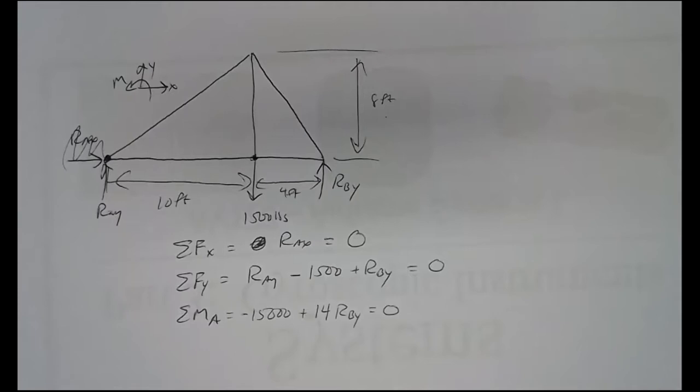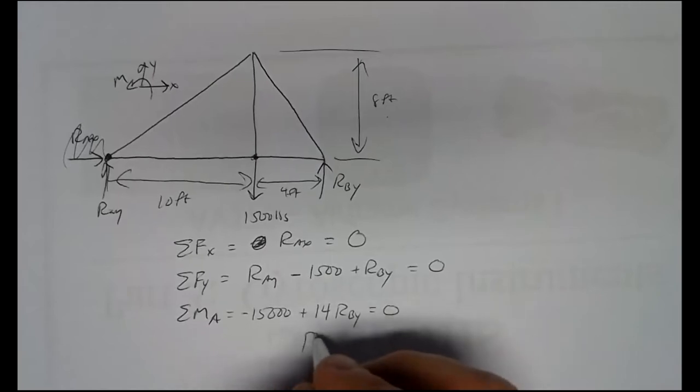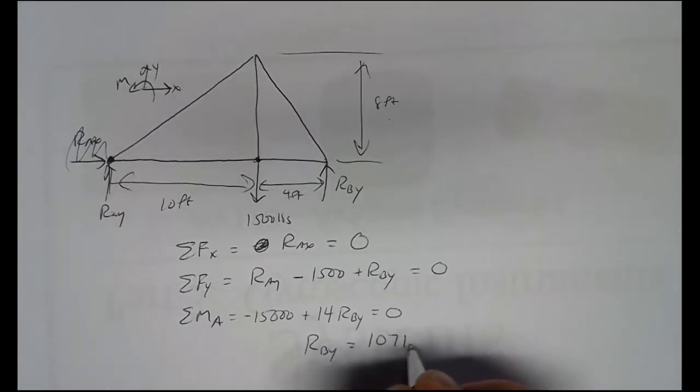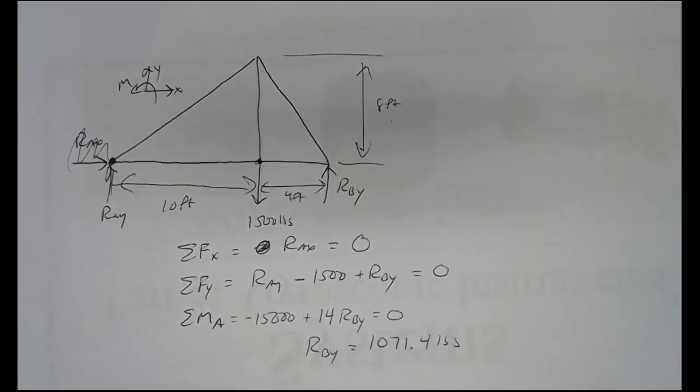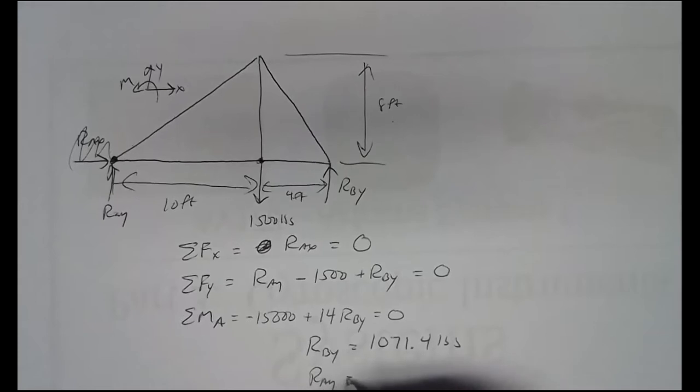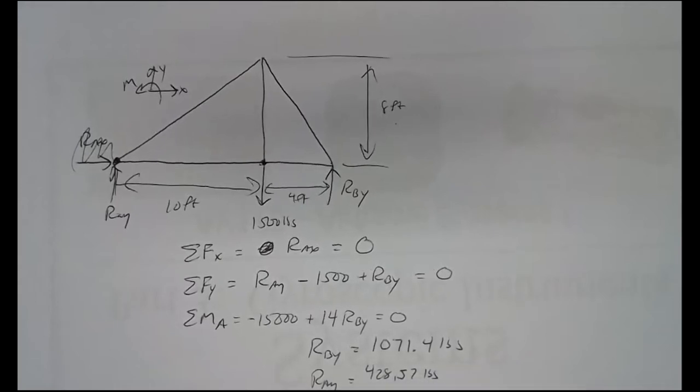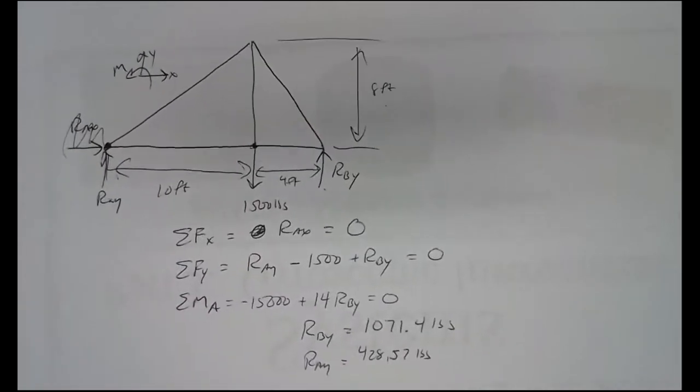So let's see here. We'd have 15,000 divided by 14. Why did I pick such ugly numbers? RBY is 1,071.4 pounds. And that'll make RAY 428.57 pounds. So those are our values for RAY and RBY.